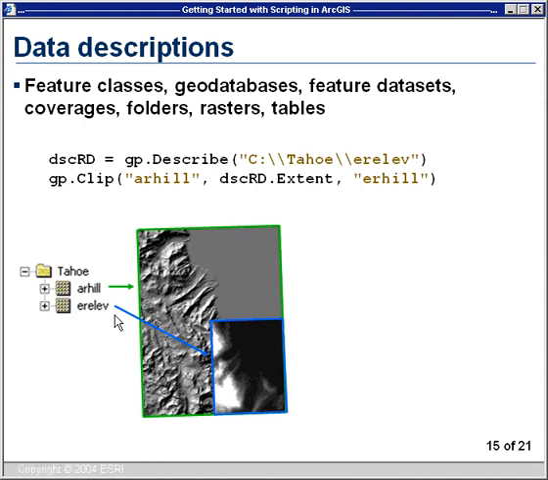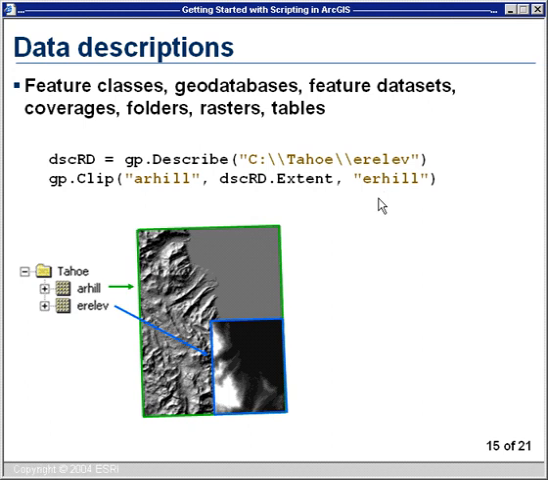In this example, we are describing the ERELEV raster dataset. The raster dataset is represented by the blue outline. The descriptive information is stored in the DSCRD variable. One of the descriptive pieces of information that you can get for a raster dataset is the extent. We use that information as input into the clip tool. We clip the green dataset, AR Hill, to the extent of the blue dataset, ERELEV, and call the output ER Hill.